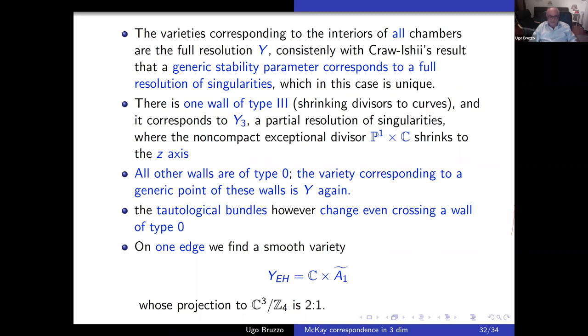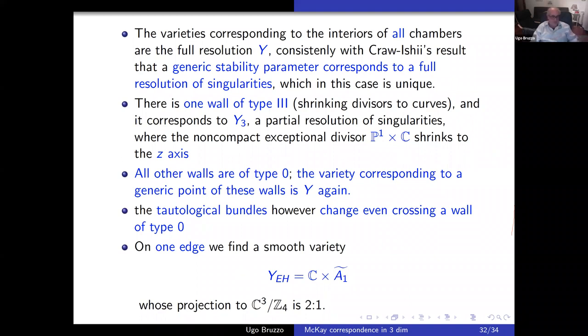And on the walls of type zero, you always find Y, and it may be interesting that this is perhaps an interesting phenomenon. On one edge, so we are not talking about the generic points of a wall, we find a variety which is not a resolution, even partial, of singularities, because we get a variety which is C times the resolution of singularities of the A1 singularity in two dimensions. So it's the ALE space of type A1. Okay. And the projection to our variety is 2 to 1. So it's not birational to C3 mod Z4. The projection is of degree 2. So I think this doesn't contradict anything, because we're not in a generic point of a wall.